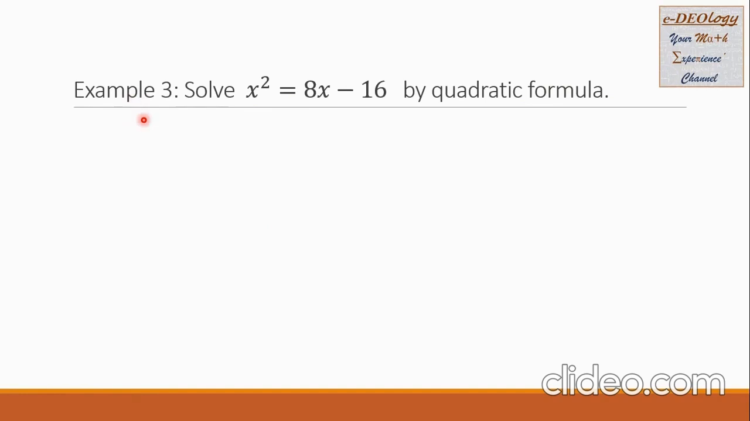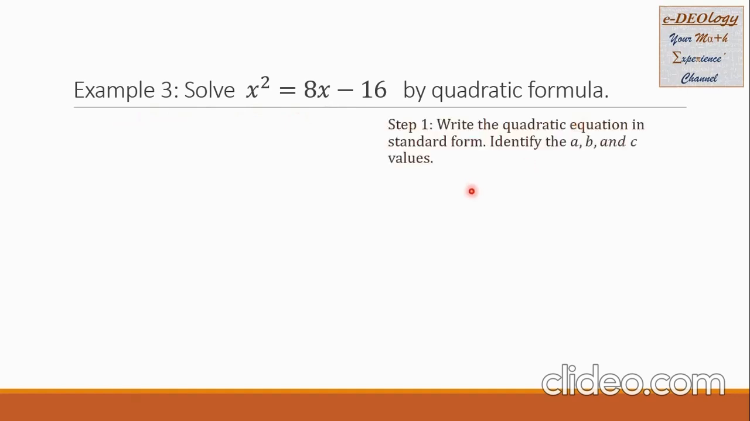Now let us consider example 3. Solve x squared equals 8x minus 16 by quadratic formula. Step 1. Let us write the quadratic equation in standard form. It means the 8x minus 16 we will transpose to the left side. If we do that, we should change the sign. Look at the 8x. It becomes negative 8x here, and the negative 16 on the right becomes positive 16, and it is now equal to 0.